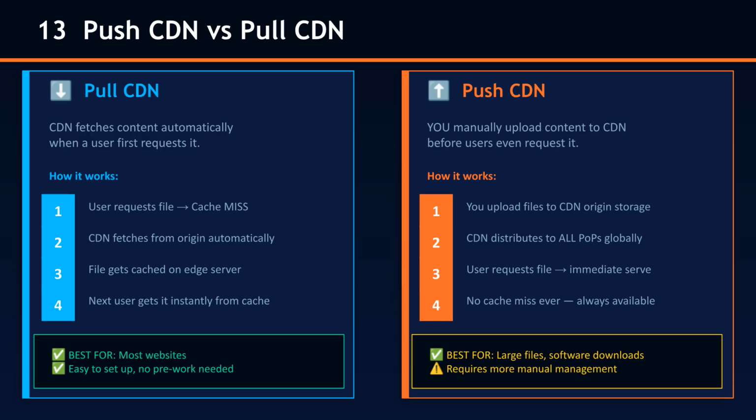Pull CDN is suitable for most websites and is easy to set up. The CDN fetches content only when a user requests it. Push CDN requires manual content upload to the CDN's origin storage beforehand. This results in no cache misses and is best for large files or software downloads.